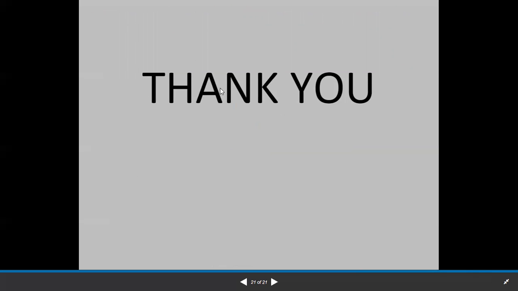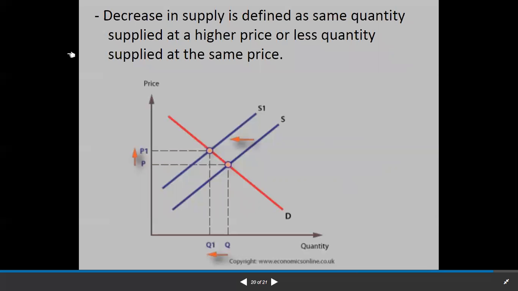Now I will conclude this chapter. In this chapter, we discussed supply: what is the meaning of supply, how the law of supply works, what the determinants are, and individual and market supply. Here we also discussed expansion and contraction of supply, and increase and decrease in supply due to different factors. So this is the chapter.